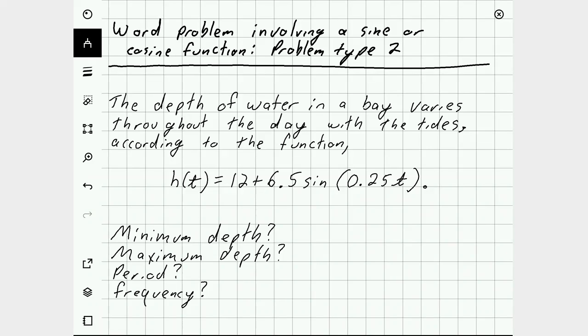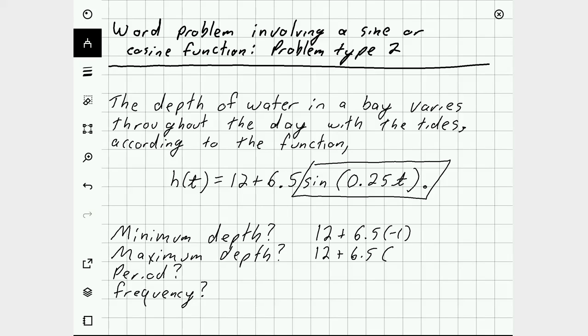So, the minimum depth and the maximum depth are pretty straightforward. My variability in this expression all comes down to sine. And sine varies between -1 and +1. So at its smallest, h of t is going to be 12 plus 6.5 times -1, and at its largest, h of t is going to be 12 plus 6.5 times +1.